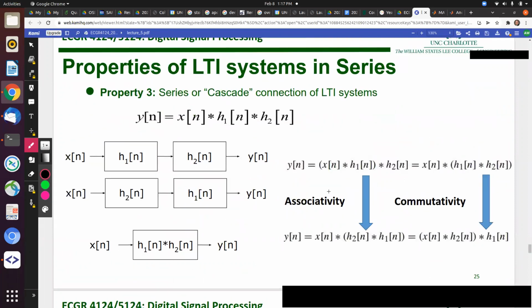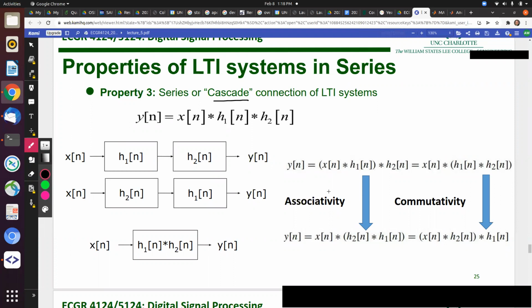Again, cascade, series and cascade. So we did parallel on the last slide. We're doing systems in cascade now. So instead of having two systems in parallel, we have two systems in series. Oh, sorry, this should not be an H1. That was actually correct. We have two systems in series, so it goes through H1, then H2.